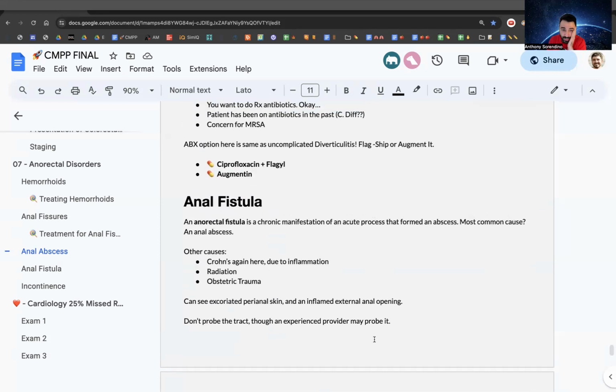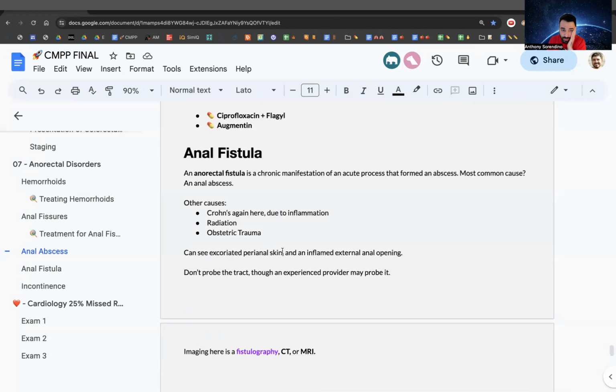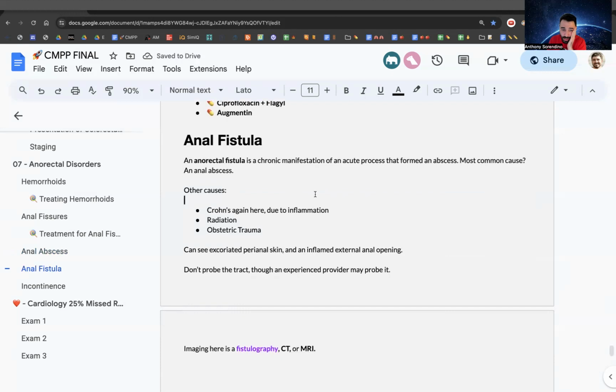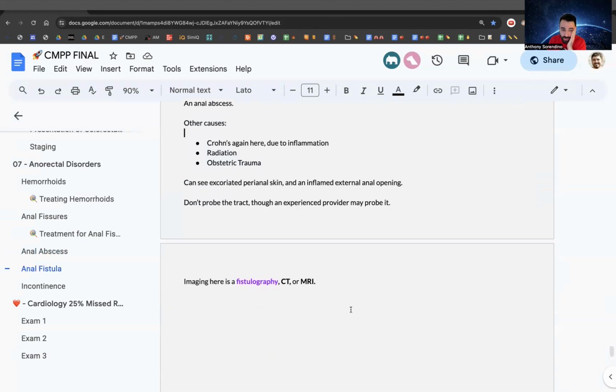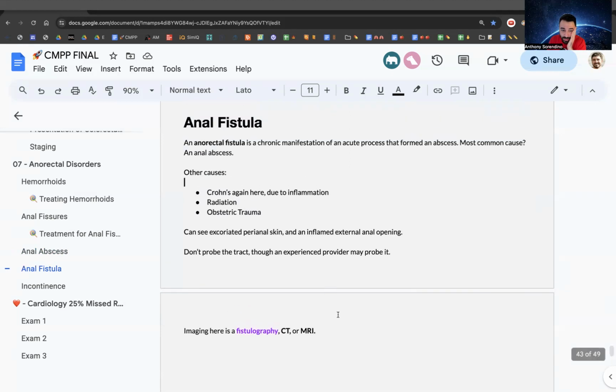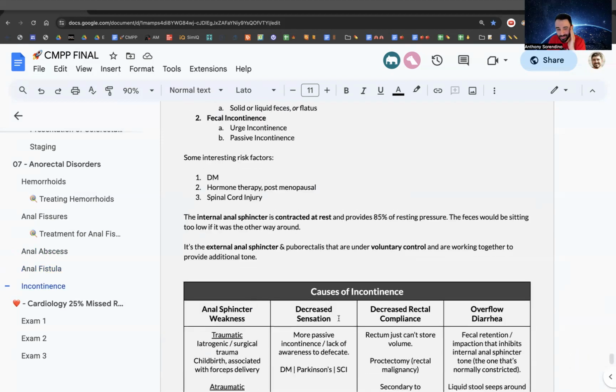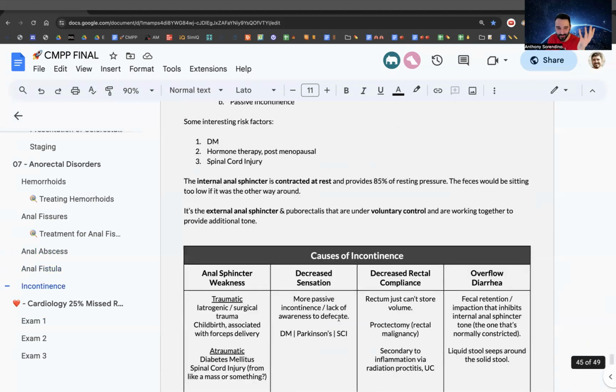So an anal abscess can progress into an anal fistula. Crohn's here again is going to cause an anal fistula. Radiation, obstetric trauma. You can see excoriated perianal skin. And the imaging here is aptly named a fistulography, or you can do a CT, or you can do an MRI.